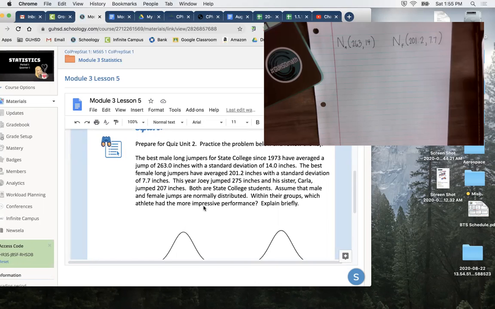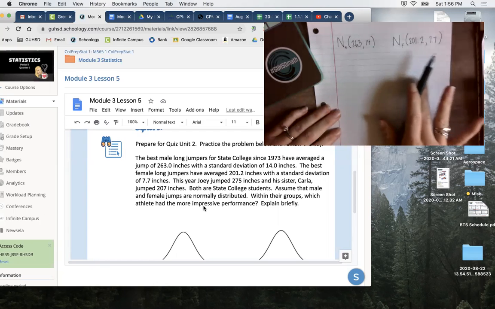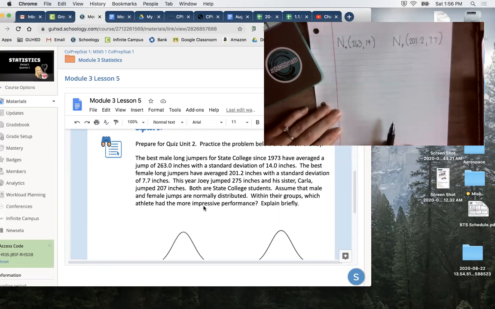This year, Joey jumped 275 inches and his sister jumped 207. Both are State College students. Assume that male and female jumps are normally distributed. Within their age group, which one did better? So this is a very, very good question to compare two distributions.